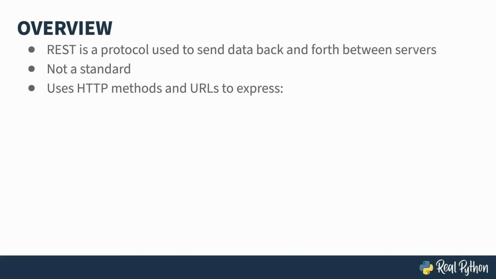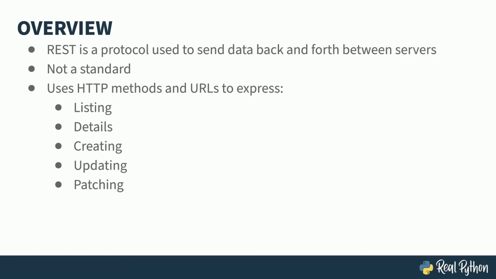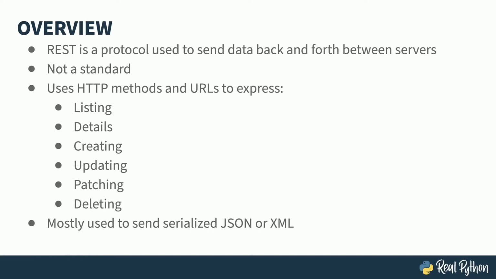The HTTP methods are used to do things like list available objects, get details on an object, create an object, update an object, patch an object. The difference between updating and patching is whether or not you have to provide all of the fields for an object, and finally, deleting an object. The format of the data sent back and forth in the body of the REST command is up to the implementer. The most common mechanisms for serializing data are JSON and XML.